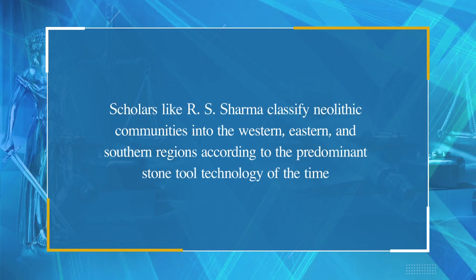The evolution of food production in India spanned several millennia, from the 8th millennium BCE to around 1000 BCE. The widespread nature and origins of the Neolithic in the subcontinent have only recently been uncovered thanks to intensive explorations and excavations. Research scholars like Ashish Sharma classify Neolithic communities into the western, eastern, and southern regions according to the predominant stone tool technology of the times. Some other scholars, such as B.K. Thapar, identify 6 distinct regions within the same geographical area.